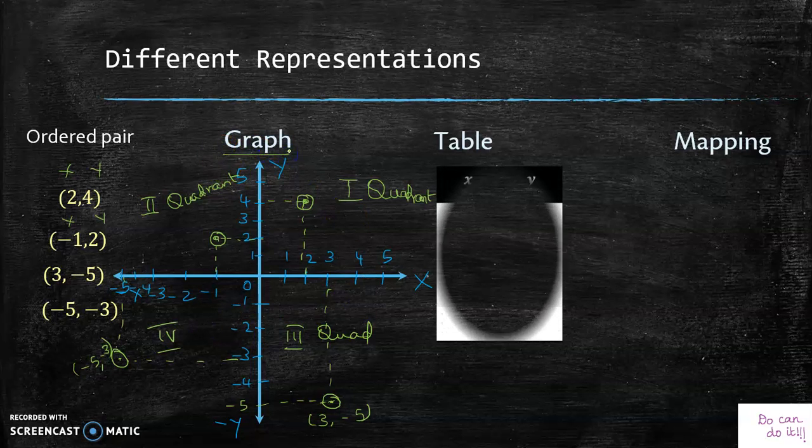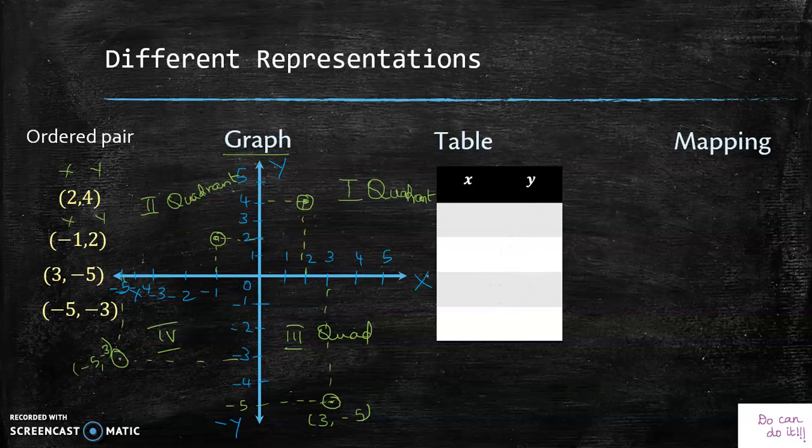Now the third way is table. It's very simple. So let us represent this ordered pair in table. The first one is x, the second one is y, right? So x is 2.